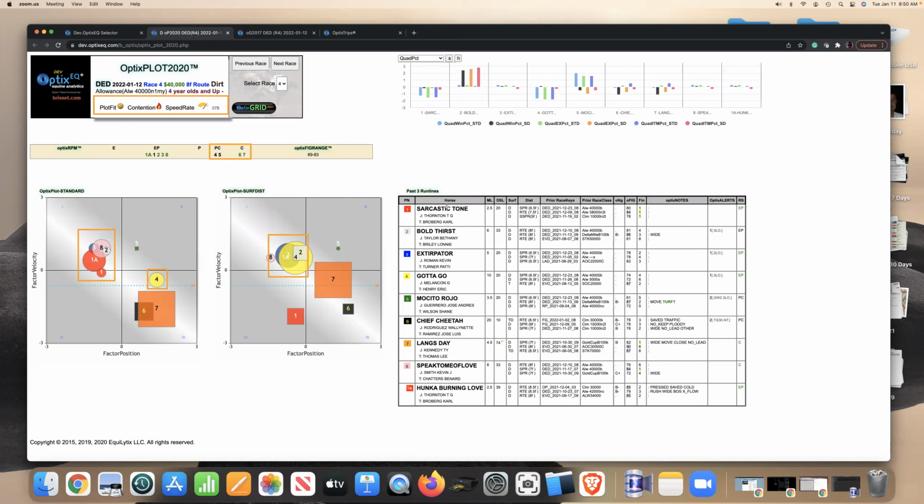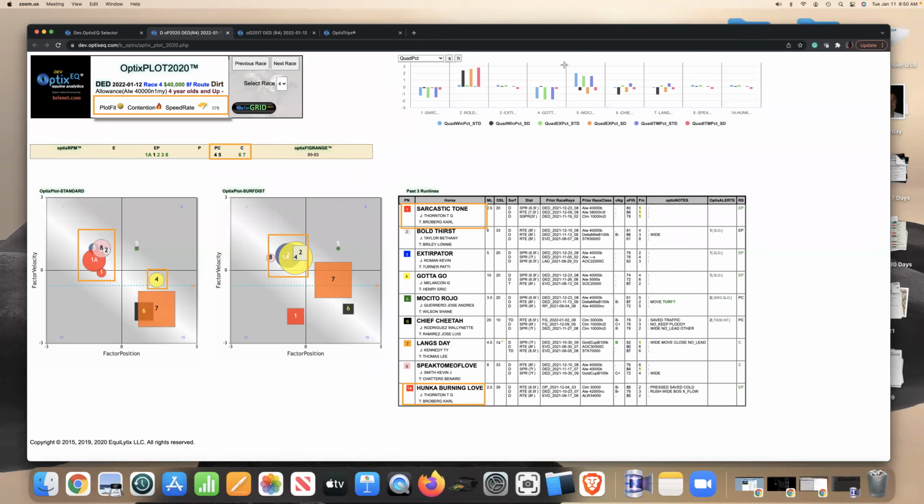Just to note too that the 1 and the 1A is a coupled entry, and you can see that we have the same trainer and the same jockey. That could mean that one of these horses gets scratched out. So please, please, please, after the scratches, reevaluate the plot, see if there's any changes. I'm not sure there will be, but there might be. So you want to reevaluate after that.